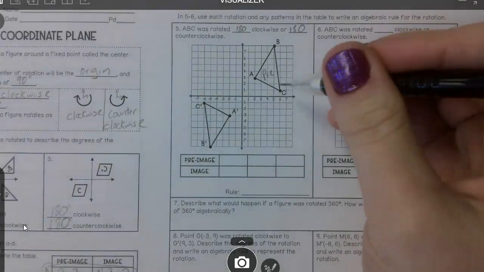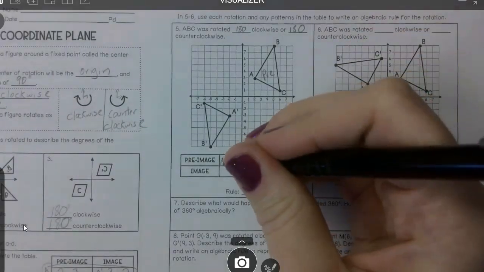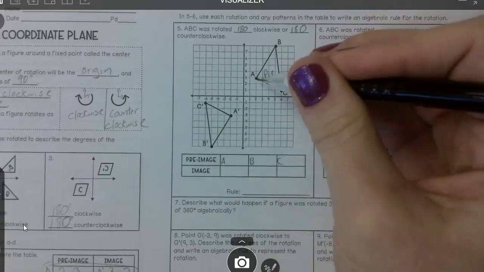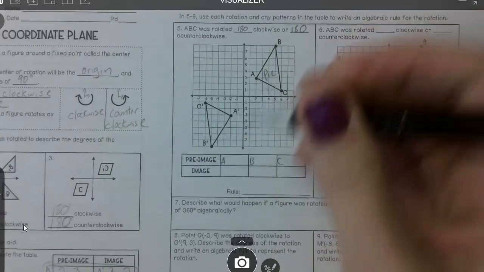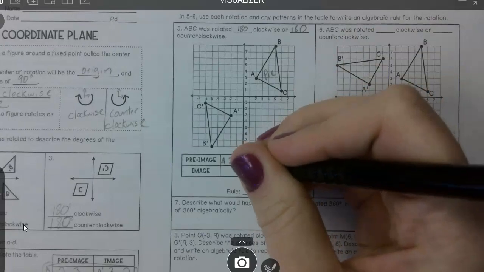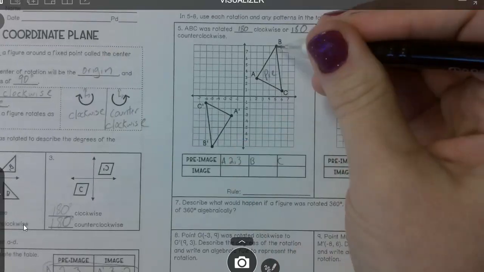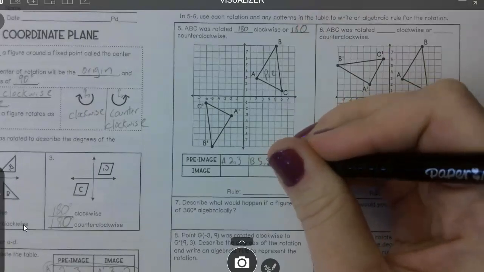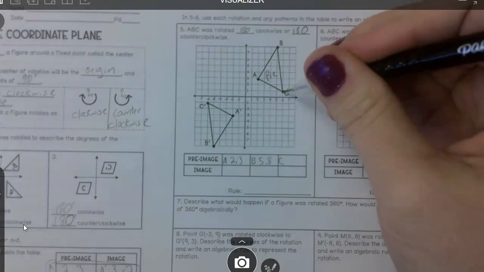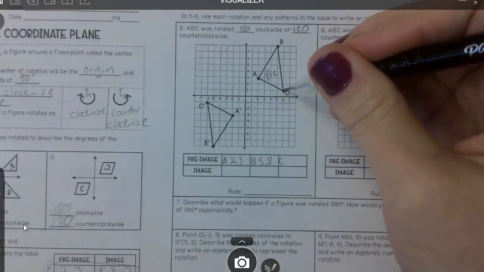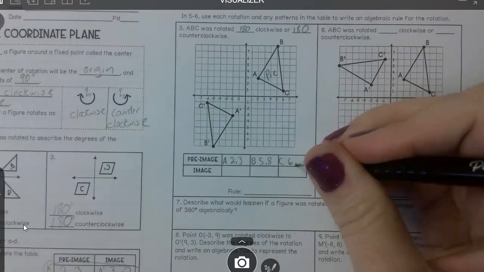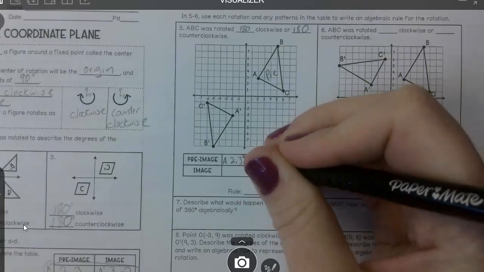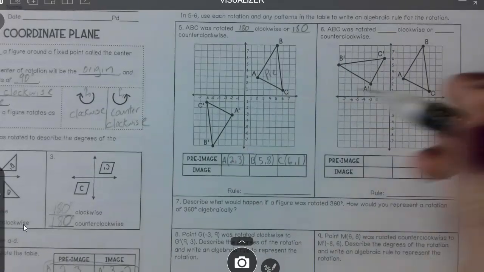Okay, so let's go ahead and write all of the points down, A, B, C, for the pre-image. A is at (2, 3). B is at (5, 8). And C is at (6, 1). Here, I put some parentheses in there just in case that's bugging you, sorry. Now we're going to look at the image.